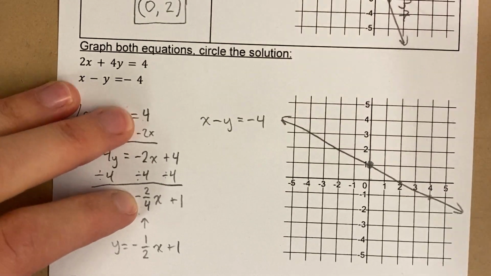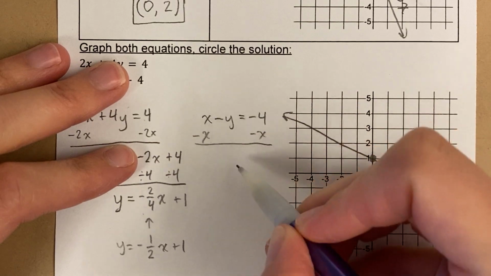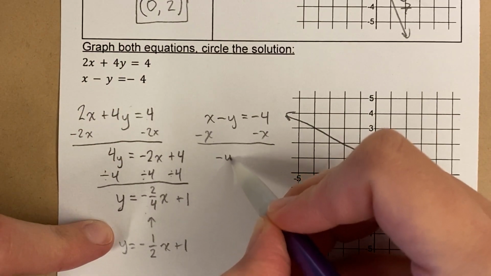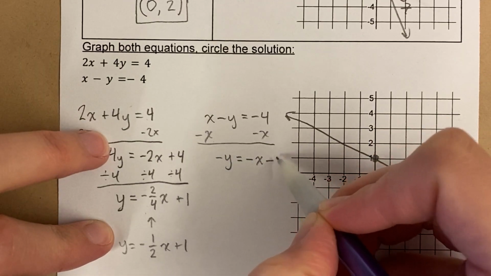Looks like this. Okay, for this one, I would, again, I'm moving the x, right? Remember, I want it to be y equals mx plus b. So the y is going to be the only thing left on the left side of the equation. This is minus 1x minus 4.